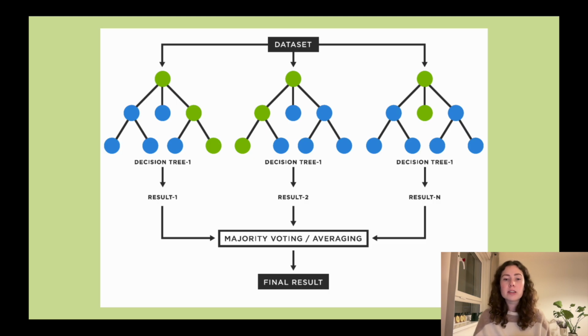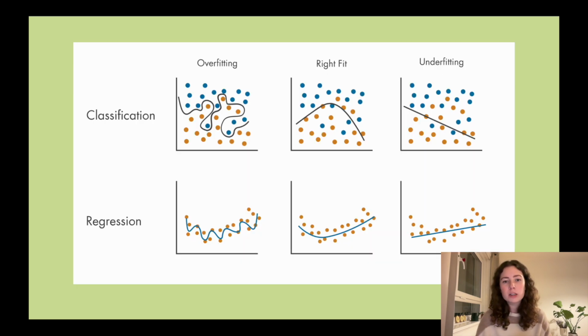Random forests utilize an ensemble of decision trees, which are each trained independently on a random subset of the data. The final prediction is made by majority voting for classification or averaging for regression. Random forests can be a good model choice because they are less susceptible to overfitting.